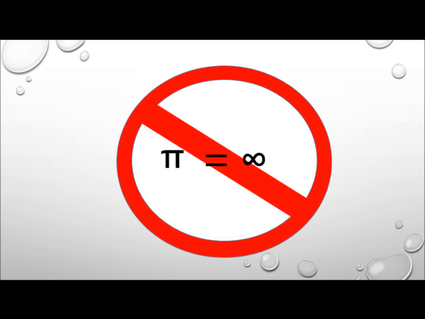Now the digits in pi do indeed go on forever, but that does not mean that pi is infinity. Pi is most definitely not infinity. Infinity can be described as the biggest number you can possibly think of is too small. However big a number you can think of, there is always a bigger number. But that is not the definition of pi.